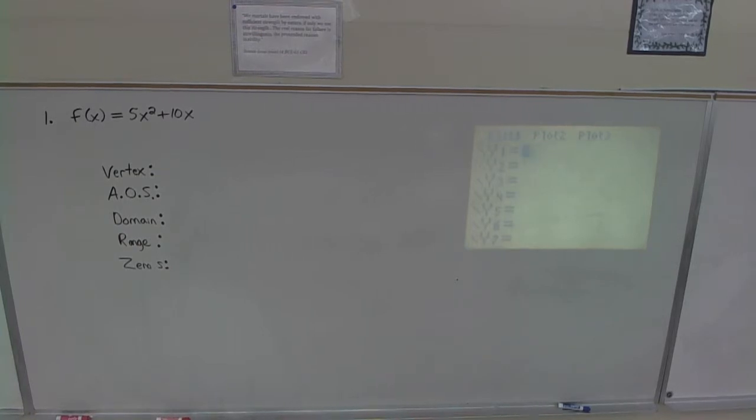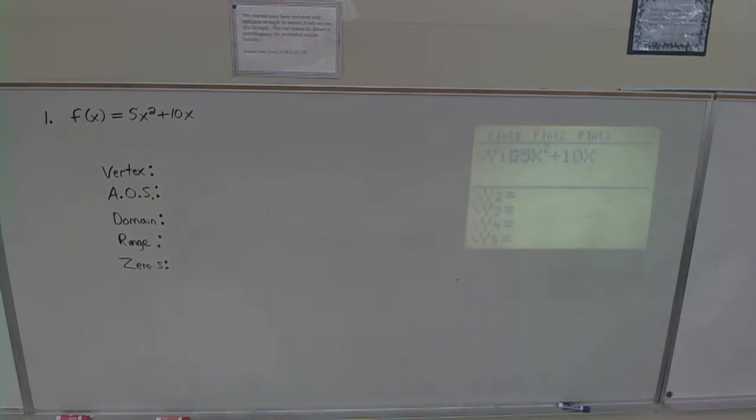Okay, so I'm going to put my parabola in. 5x squared plus 10x. You get that squared multiple ways. Use your caret or use the squared button. We've done that already. Okay, and then I'm going to graph it.